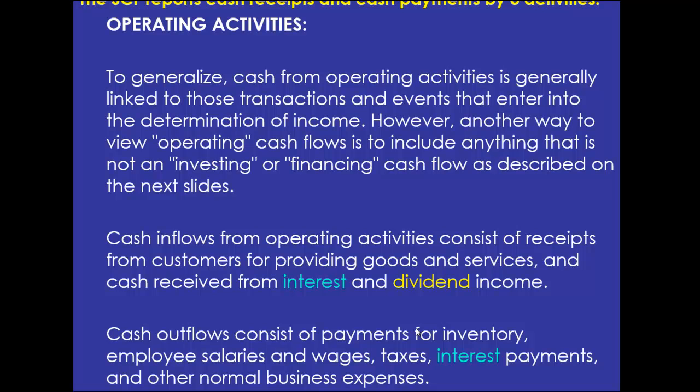The operating section of the statement of cash flows is basically going to show cash that comes in and goes out with a direct relationship to our core operation. If we were a shoe manufacturer, the inflows would be from sales of shoes, and the cash outflows would be for things such as paying employees' wages, paying office rent, anything like that. As it says here on the screen, cash from operating activities is generally linked to those transactions and events that enter into the determination of income.